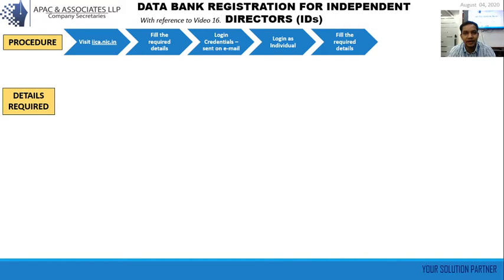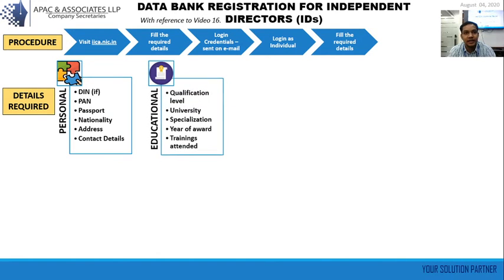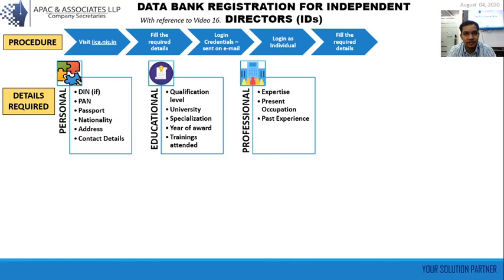The details are required to be filled therein, which include personal details such as DIN, PAN, passport, nationality, address and other contact details. Educational details such as the qualification level, university from which such qualification is obtained, specialization of the applicant, year of award, that is the year in which such qualification was completed, and the details of training undergone by the applicant, mentioning the name of the institute by which such training was organized and its duration. Professional details such as the area of professional expertise, the present occupation mentioning the industry in which the applicant is involved along with the period from and the period to, and the past experience of the applicant, again specifying the period and the industry of the involvement.